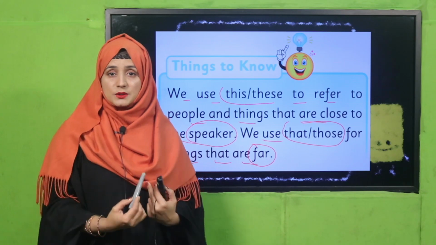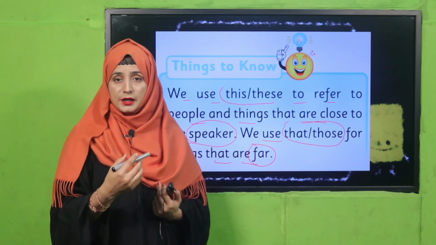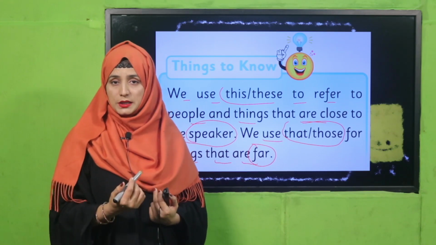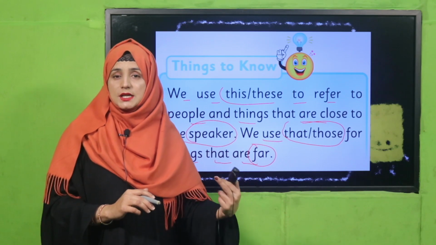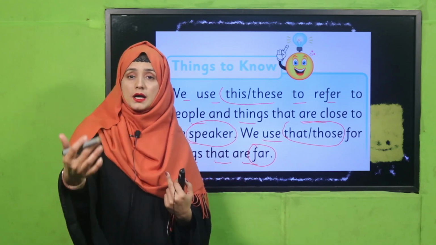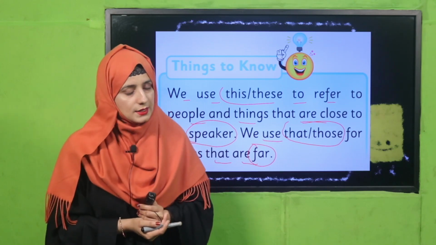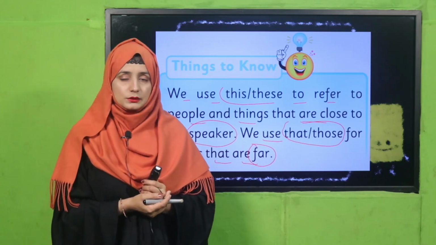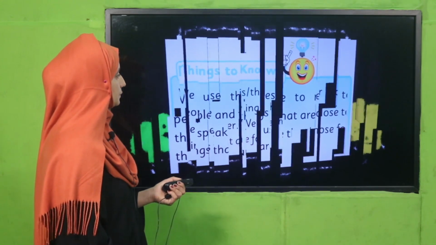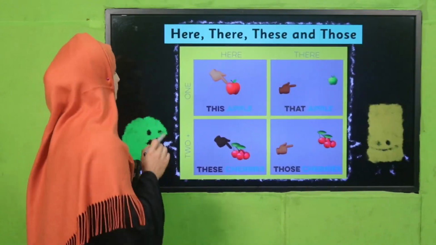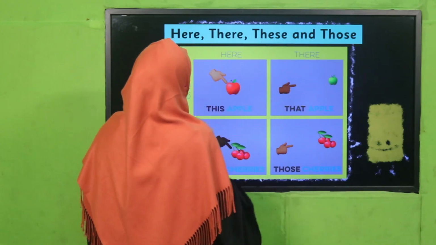So it means I am the speaker, and if things are near to me while speaking, then I will use this and these. If things are far away at the time of speaking, what will we use? Yes, we will use that and those. So let's see a few examples. Yes, there are these and those.